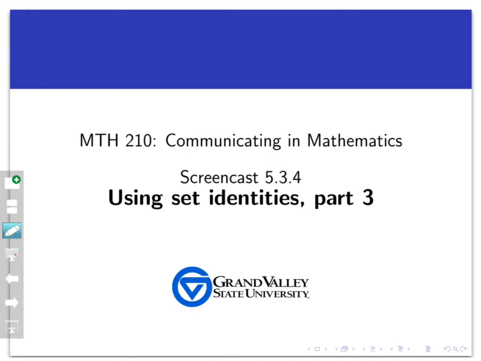Welcome back to one more proof of a set identity using the algebra of sets method here. This is going to be a fairly lengthy and complex and involved proof, and I just want to warn you about that because it's going to really require you to pay attention and put your thinking caps on and follow along very, very closely here.